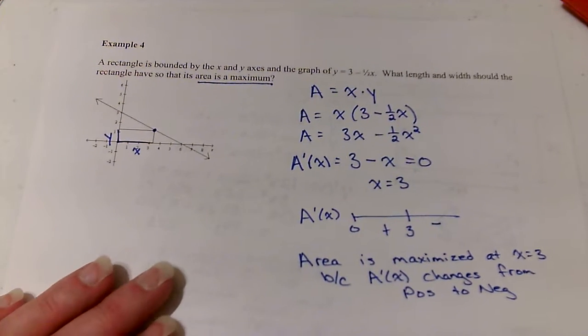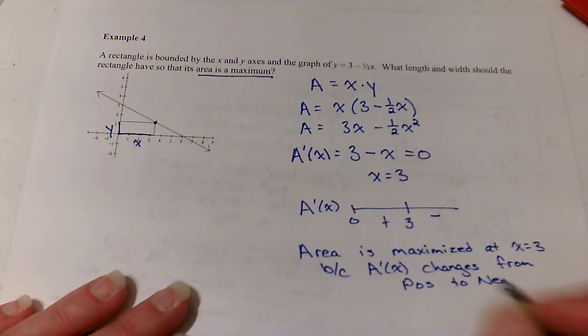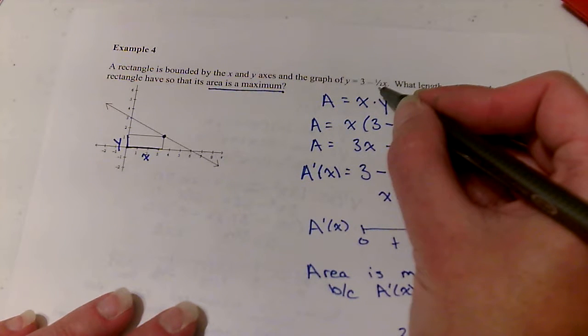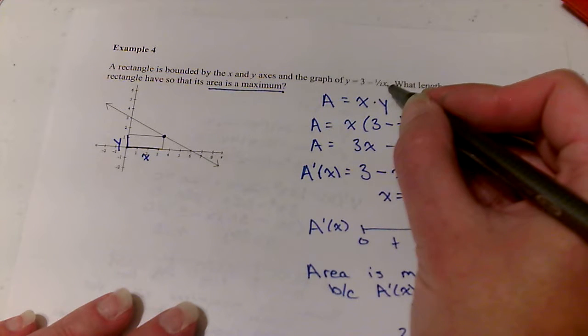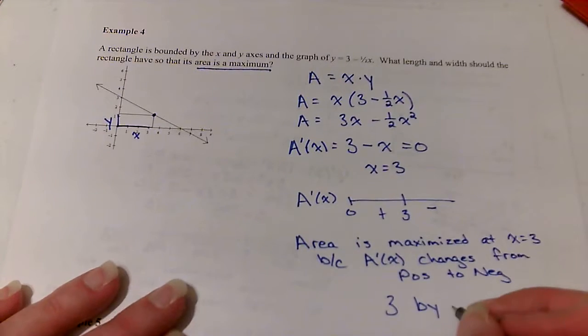And then it asks what length and width should we have. So we have the length, it's 3 by, let's see, 3 minus a half of 3. Half of 3 is 1.5. So 3 minus that is going to be 3 by 1.5.